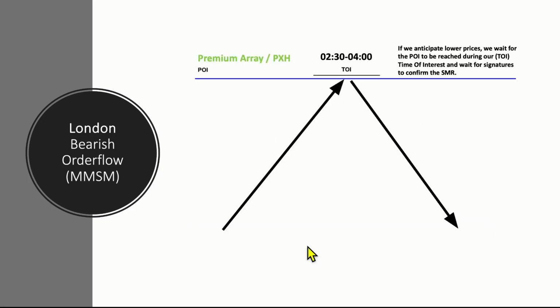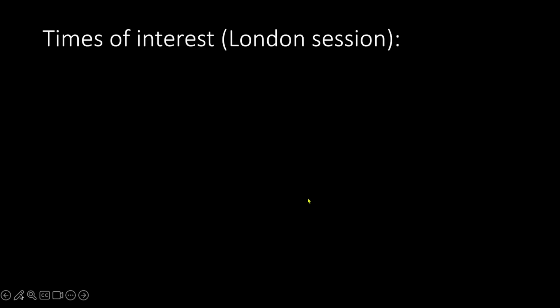When we take a look at the bearish example, we are looking at the following. We are looking for repricing higher into a point of interest, into a premium array and PXH, during 2:30 to 4 a.m. Again, this occurs when the higher time frame order flow is bearish, and we want to see a smart money reversal occur within that point of interest during the right time, and then we want to see sell side delivery occur next. So to summarize, here are the times of interest for the London session.